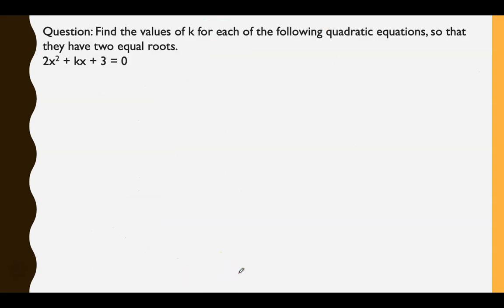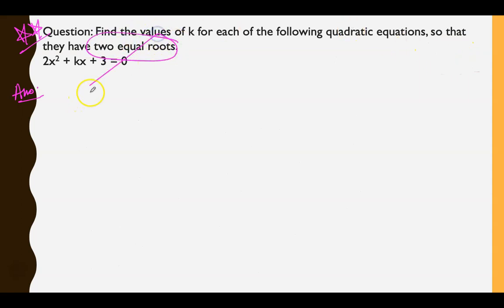Moving towards next. Now this is your question number 2. A very important question. Normally CBSE आजकल objective type में especially ये वाला question ज़्यादा देता है. So let's check how to solve it. Find the value of k for which the following quadratic equation has two equal roots.